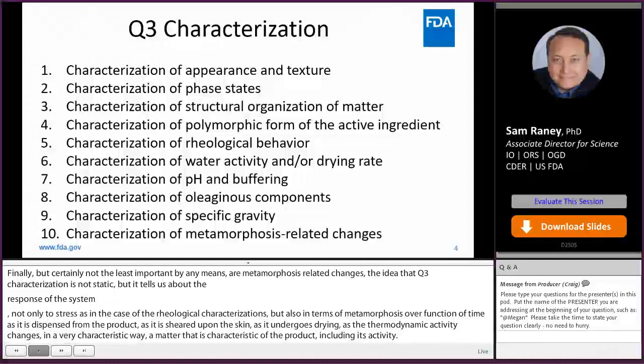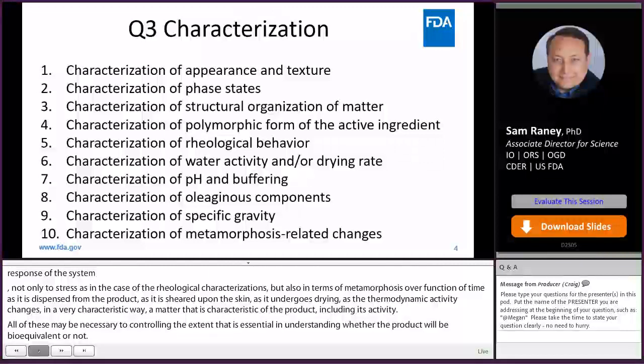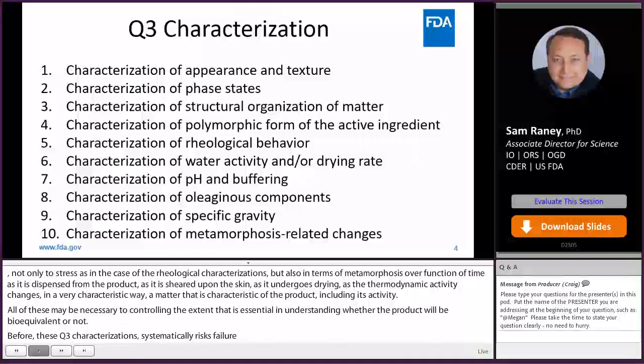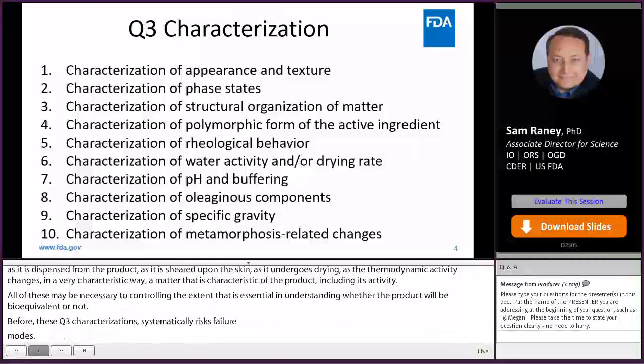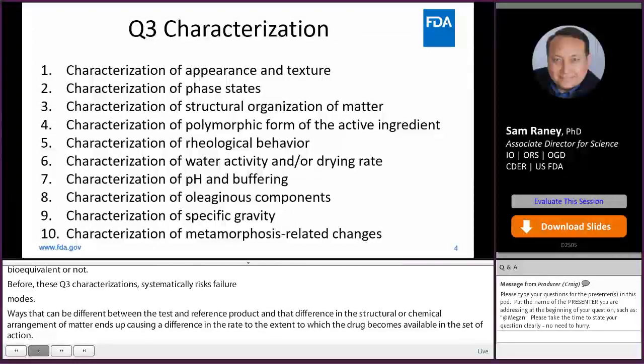And therefore, each of these 10 dimensions of Q3 characterization systematically mitigates risks of failure modes for bioequivalence. In other words, ways that something can be different between a test and reference product, and that difference in the structural or physicochemical arrangement of matter ends up causing a difference in the rate and extent to which the drug becomes available at the site of action. Therefore, by comparing, characterizing, and matching all these different dimensions of Q3 characteristics, one can systematically mitigate the risk of these failure modes for BE, and thereby support a demonstration of BE.